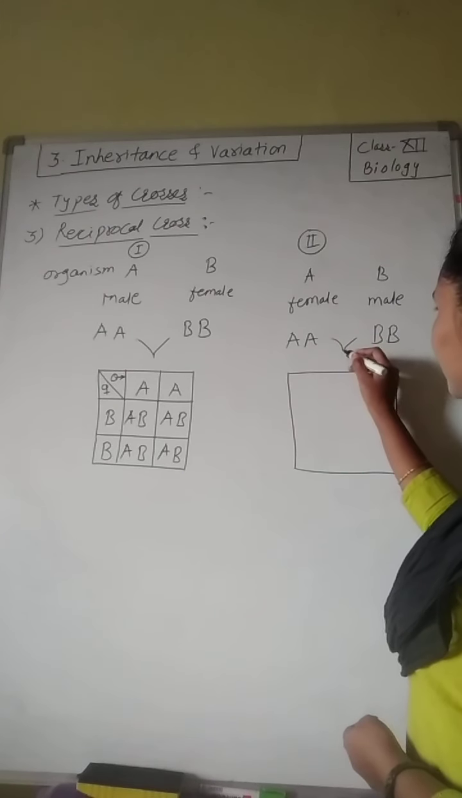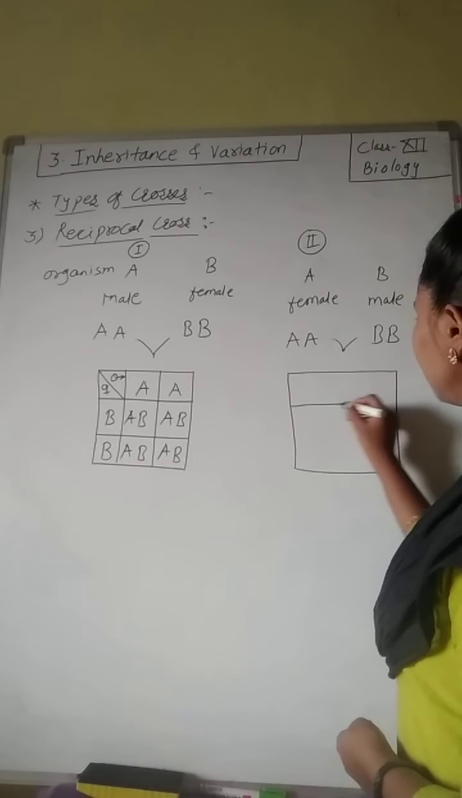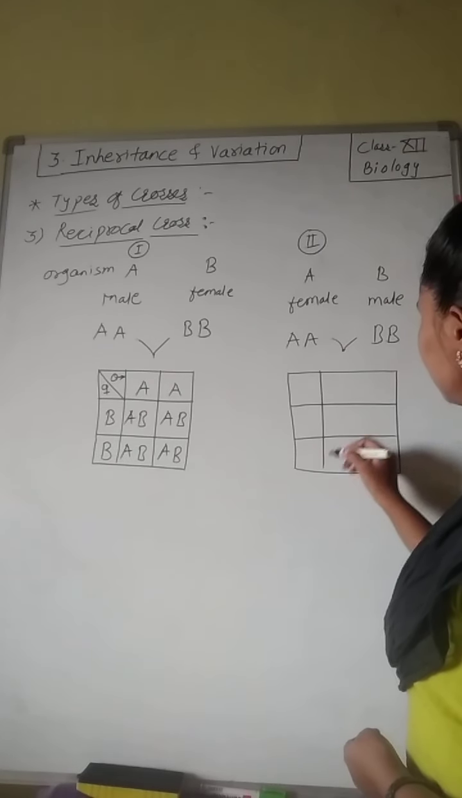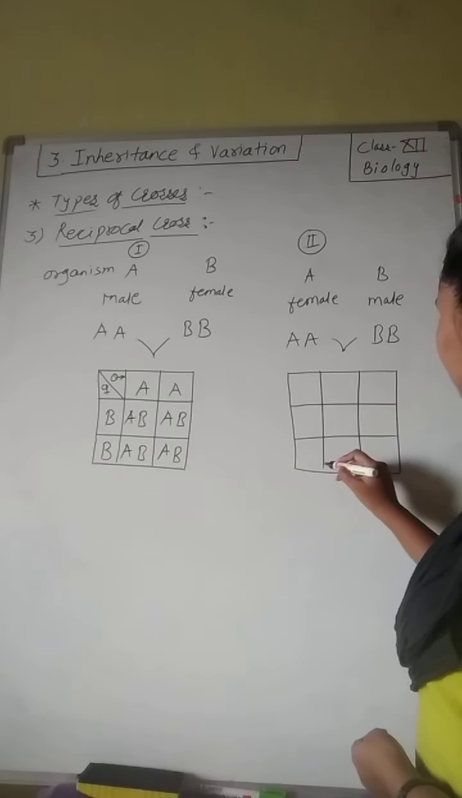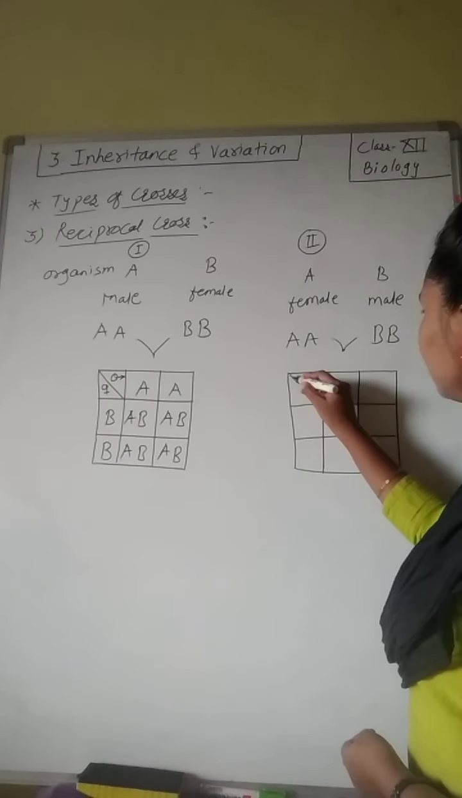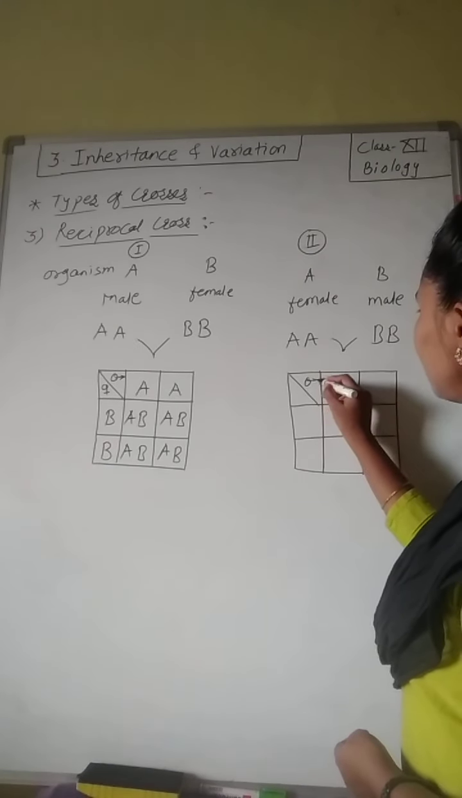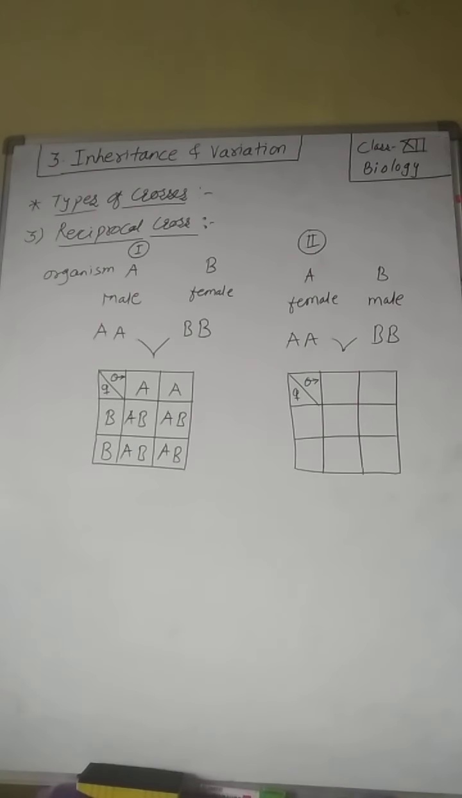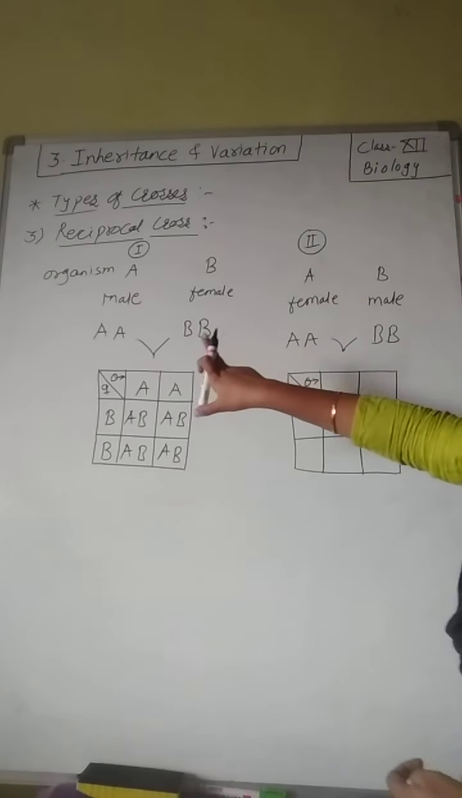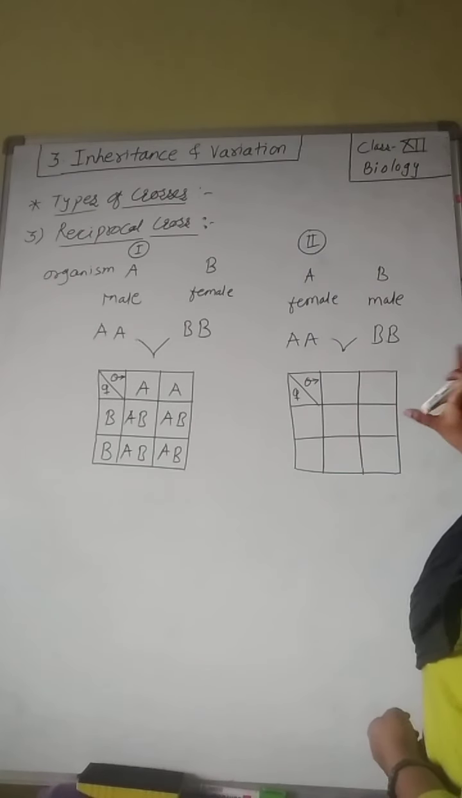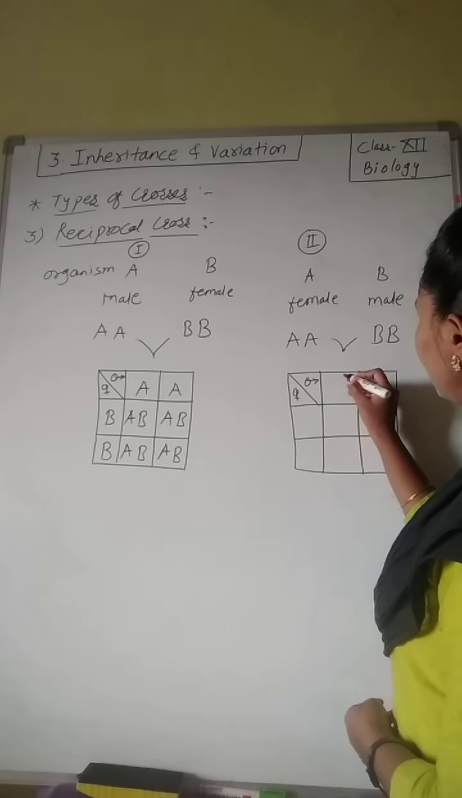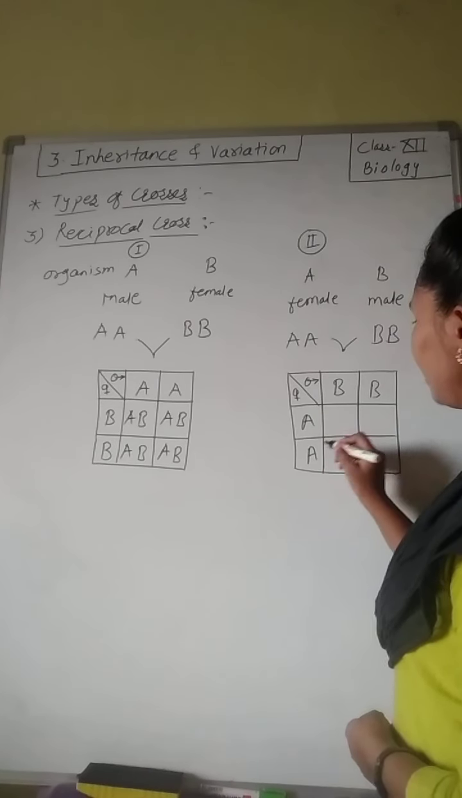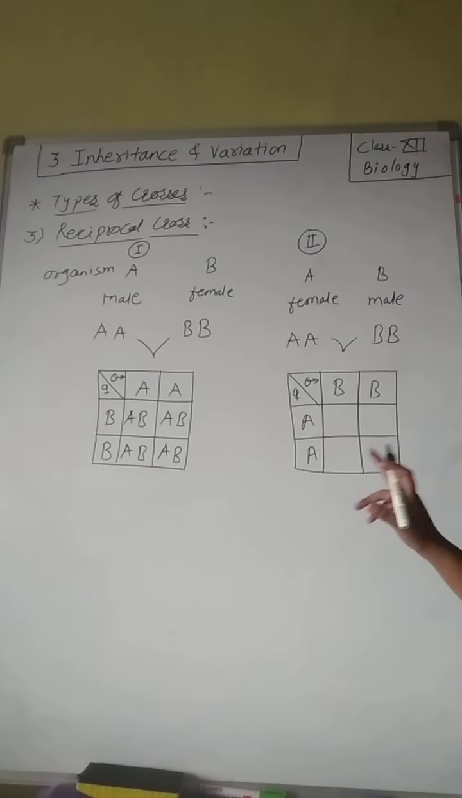After the fertilization, male and female. A is working as female and B as male. So what type of gametes will we get here? A and B.